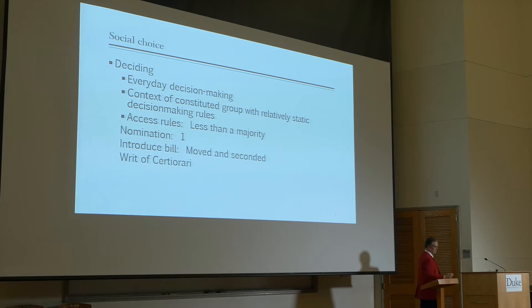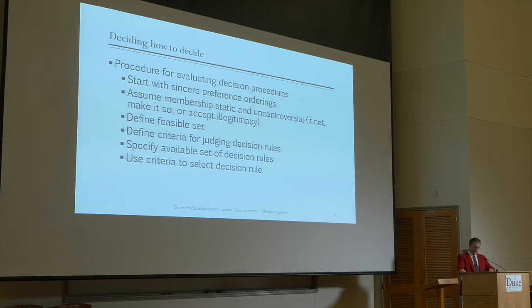So our procedure for evaluating decision procedures, if we can start with sincere preference orderings, and this is hard. We want to get sincere preference ordering. We can assume that membership is static and uncontroversial. If not, we have to either make it so or accept the fact that it's not legitimate. So this is a difficult problem. How is it that our membership is established? Then we define the feasible set.